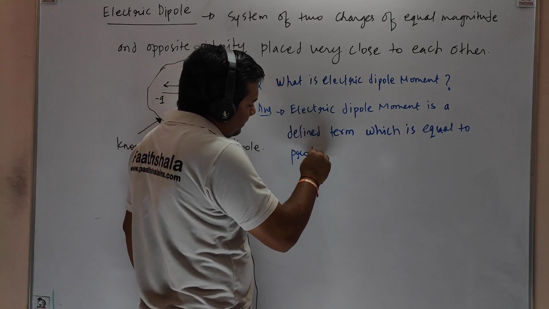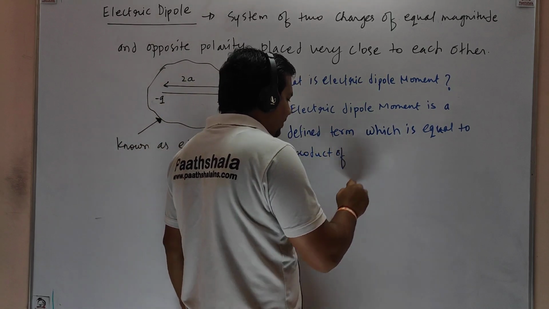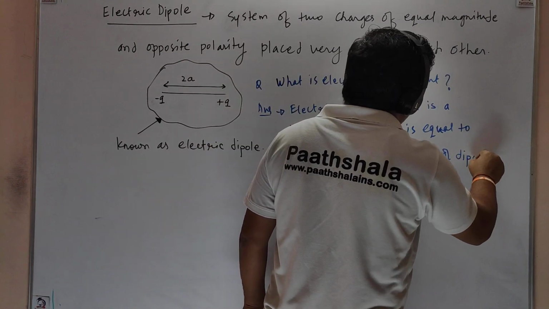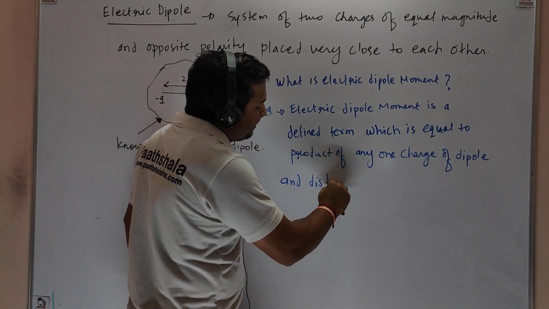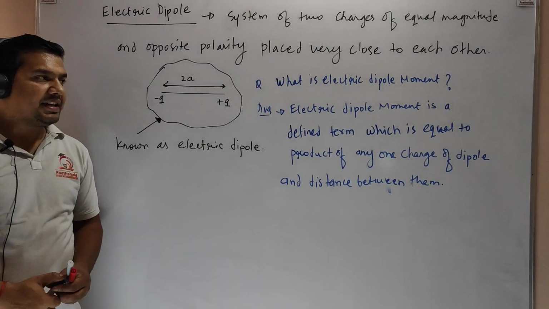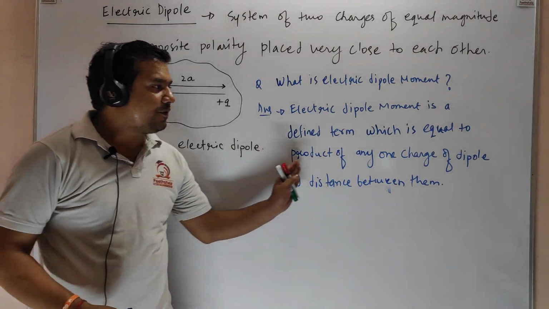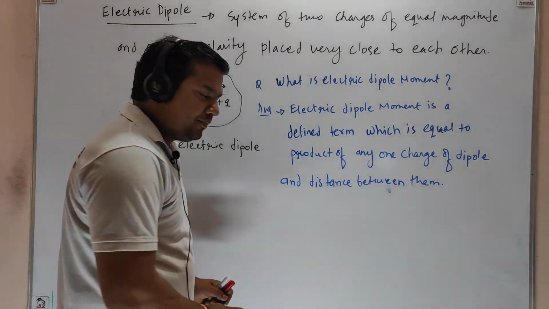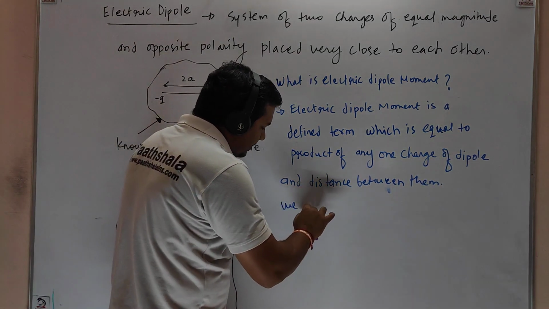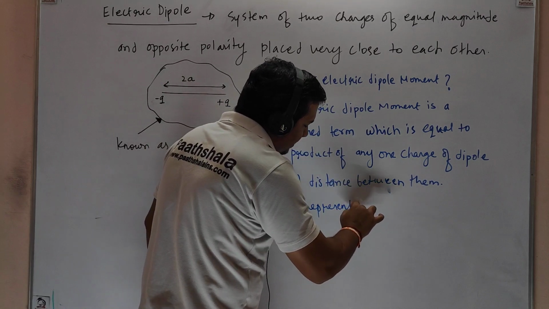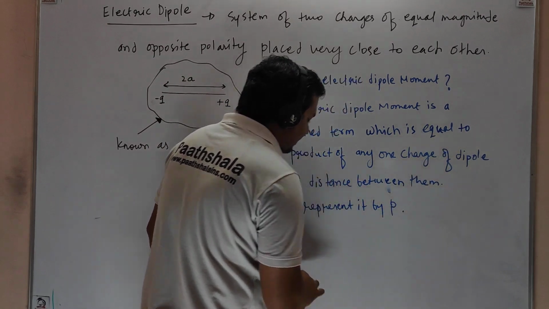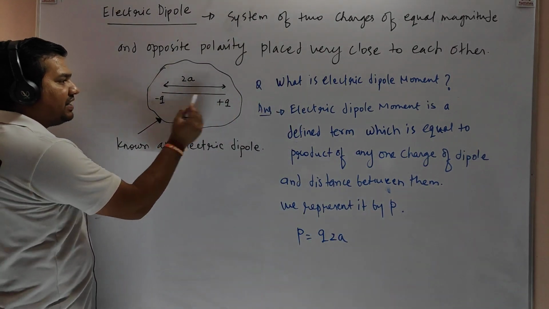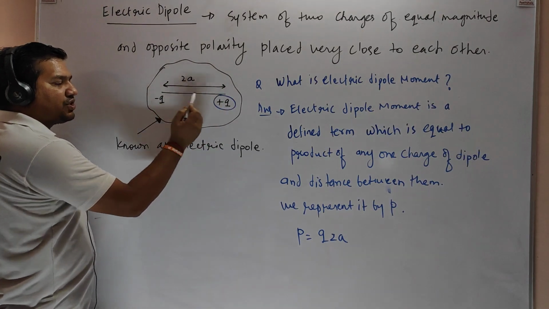It is equal to the product of any one charge of the dipole and the distance between them. It's a vector quantity, okay, and we represent it by P. So P is equal to Q into 2A. From this diagram, any one charge is Q and the distance between the charges is 2A.